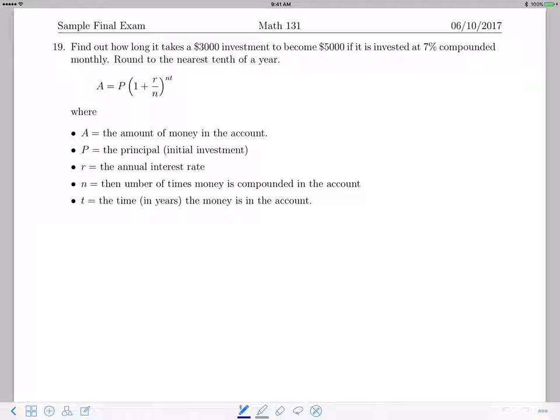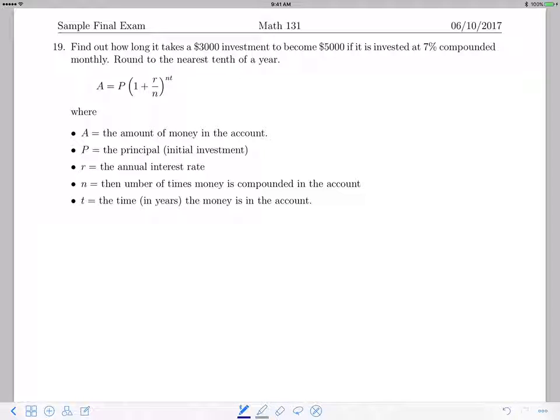In this last video, we're going to look at numbers 19 and 20. Find out how long it takes a $3,000 investment to become $5,000 if it is invested at 7% compounded monthly. Round to the nearest tenth of a year.